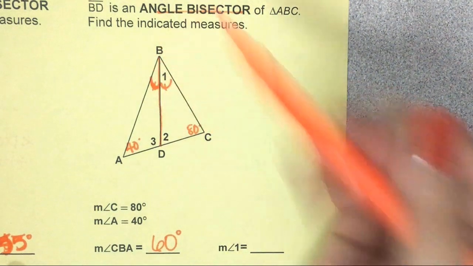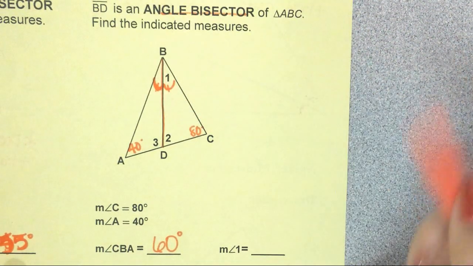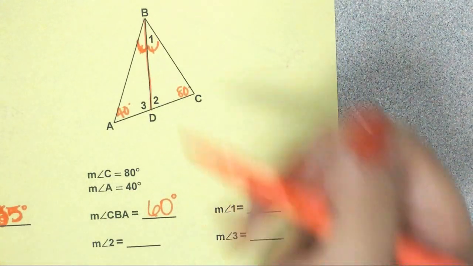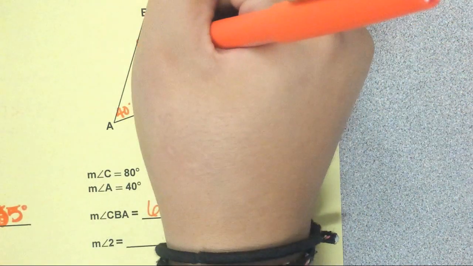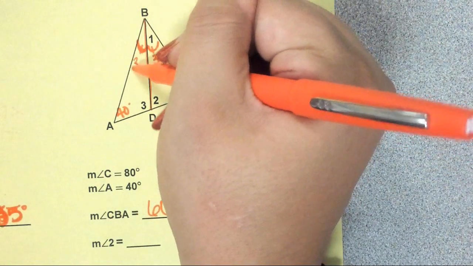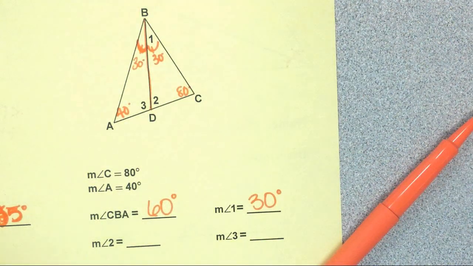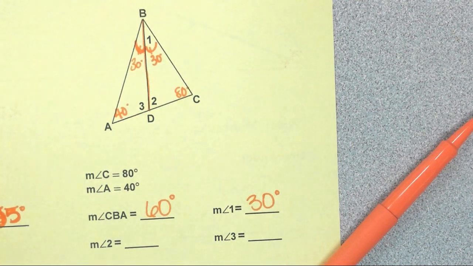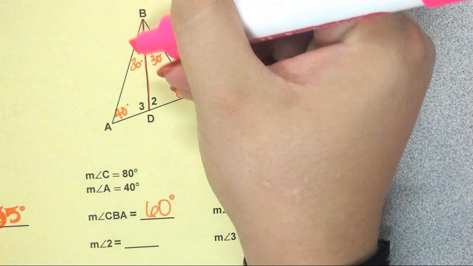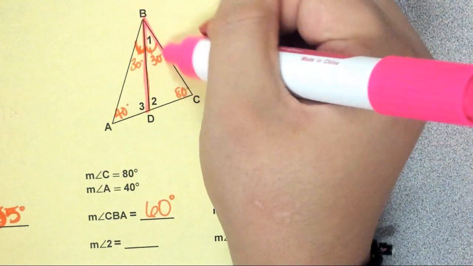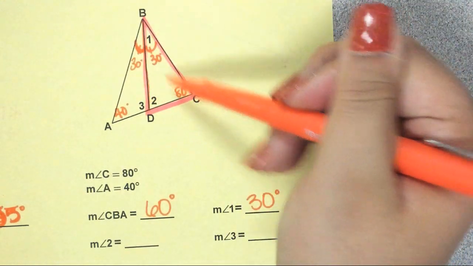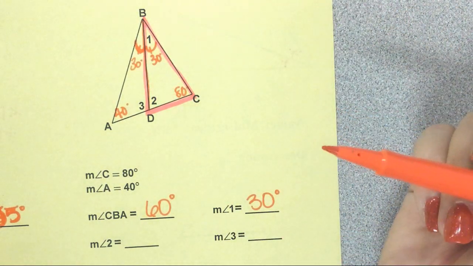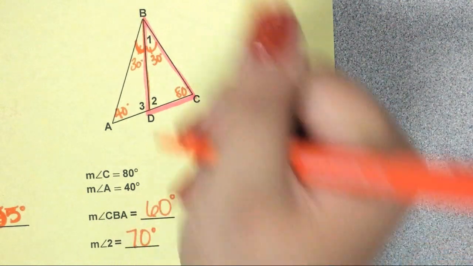So this whole angle B is 60 degrees. So then what would angle 1 be? Since it's a bisector, it cuts it in half. It's 30 degrees. Now, if I know this is 30 degrees, what's this side right here? 30. How do I find angle 2? Angle 2, that creates a triangle as well. So what's 80 plus 30? Subtract from 180. That gives me 70 degrees.